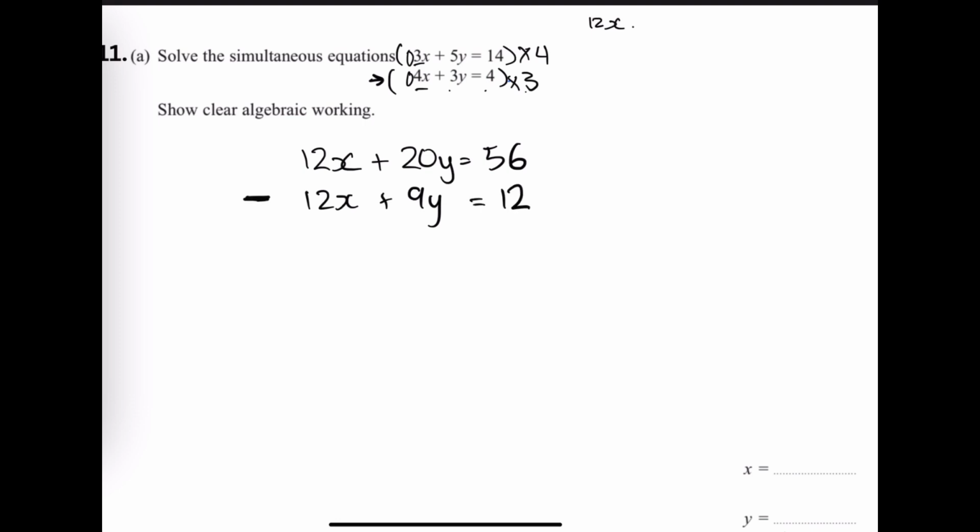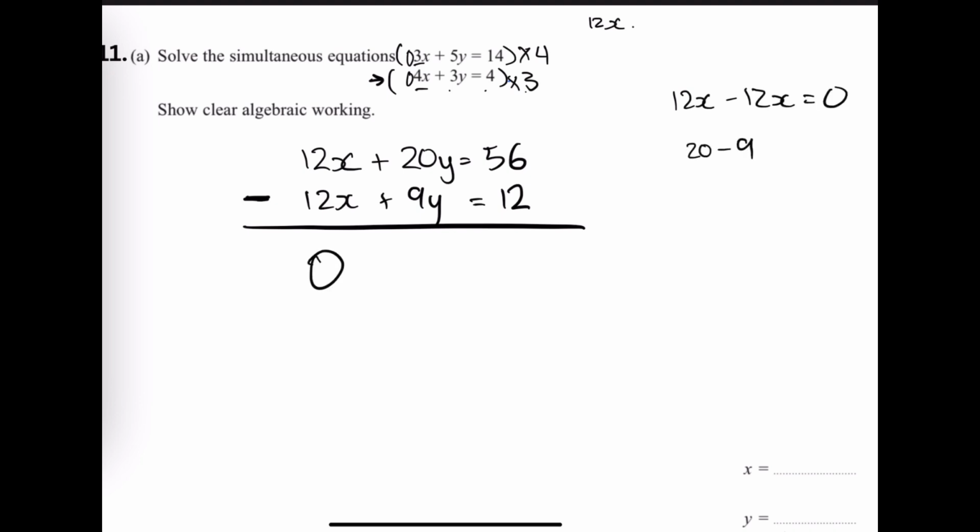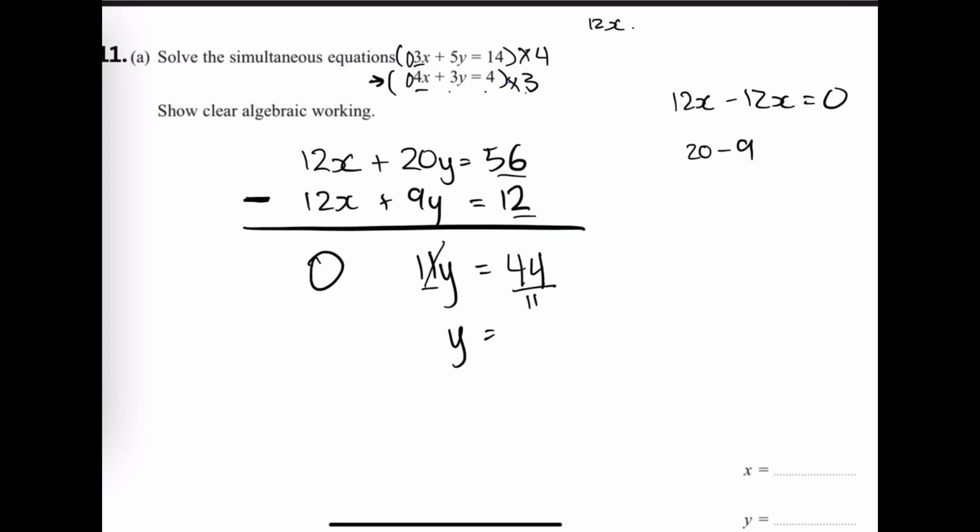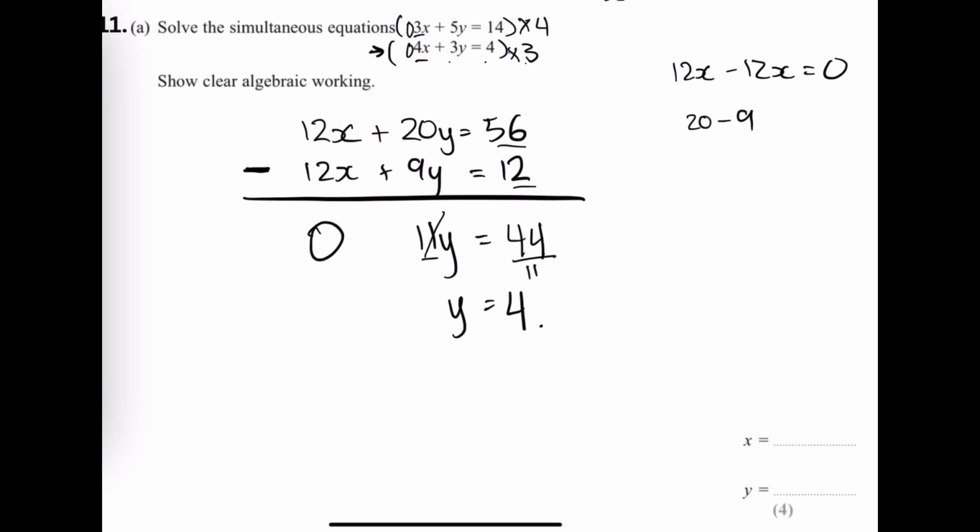So what we can do is we can just minus them from each other, because 12x minus 12x equals 0. So we know this is 0. So we do 20 minus 9. This will be 11y. Do 56 minus 12, and this will be 44. So if you do y, because we'll just 44 divided by 11, it will be 4. So we know that y equals 4, so now we just got to substitute this back into the original equation. Always substitute back to the original equation.